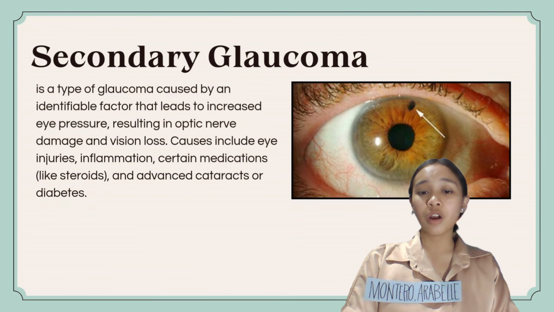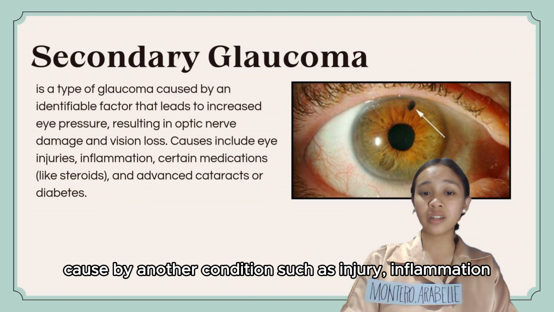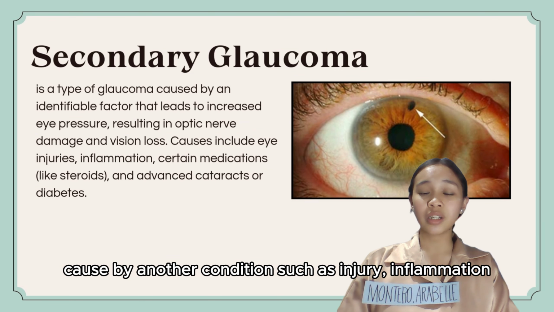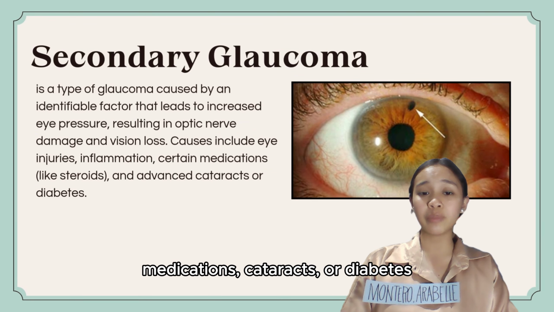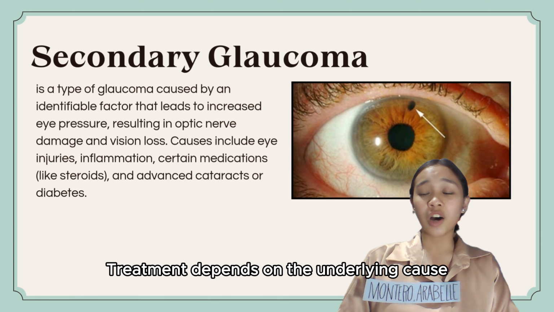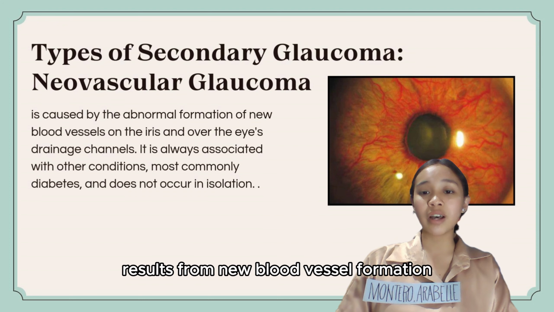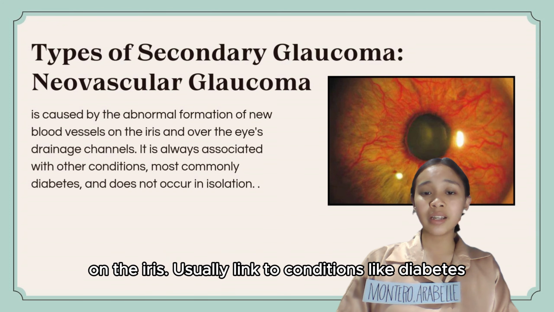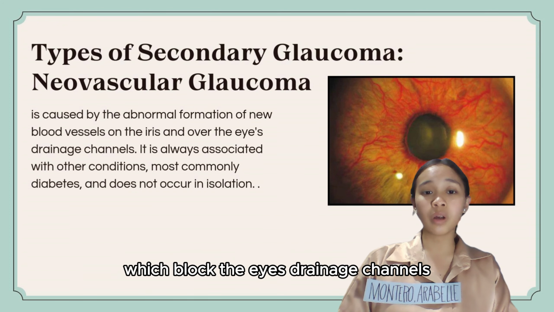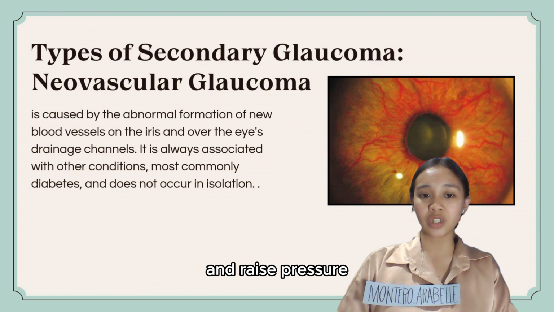Secondary glaucoma refers to glaucoma caused by another condition such as injury, inflammation, medications, cataracts, or diabetes. Treatment depends on the underlying cause. Neovascular glaucoma results from new blood vessel formation on the iris, usually linked to conditions like diabetes, which block the eye's drainage channels and raise pressure.